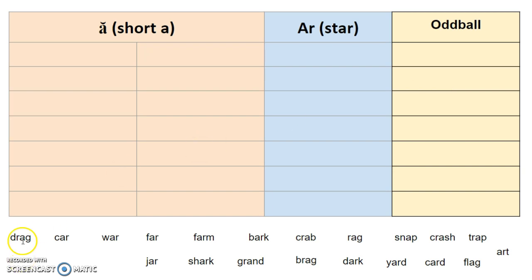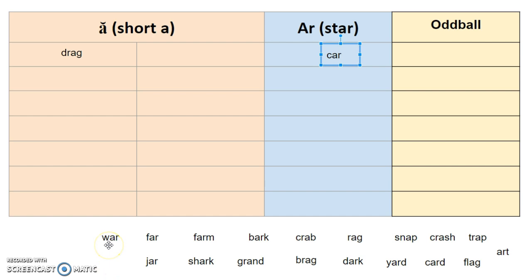The first word is drag. Whenever I hear drag, there is an R and there's an A, but it doesn't say R like we're looking for. It says apple, so drag goes in the short A column. Car. Now when I say car, we either have short A, or AR that says R. So car, does it say R or A? Right, it says car, and it has an AR in it.